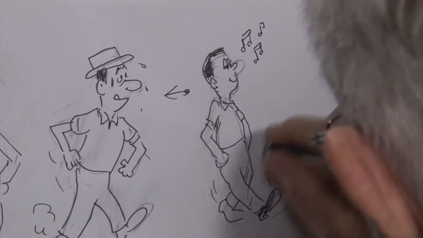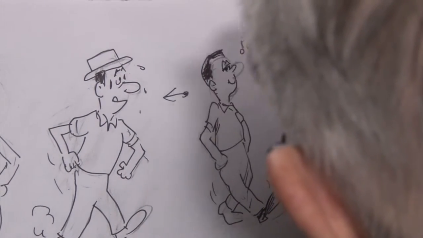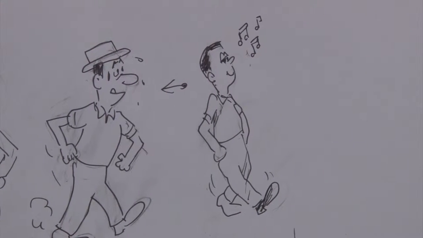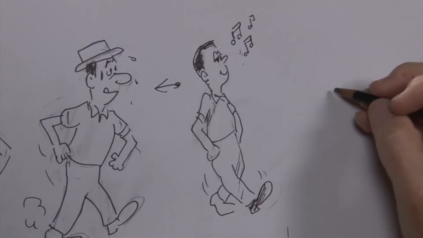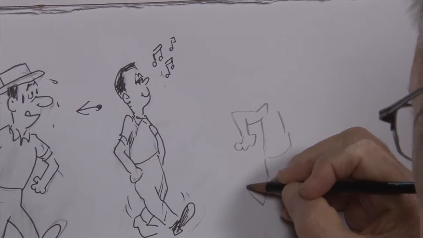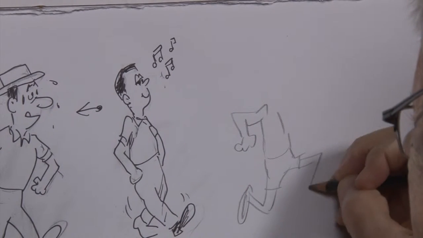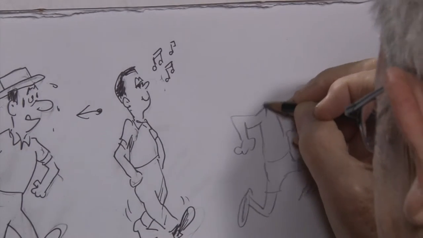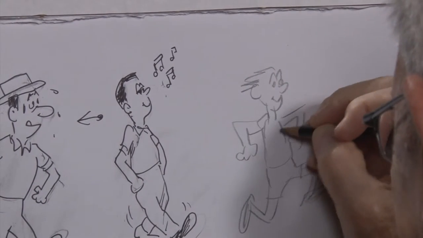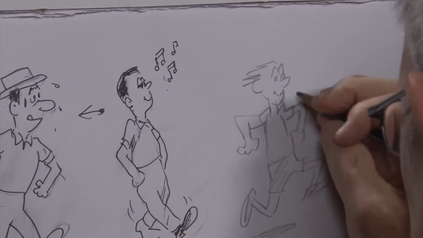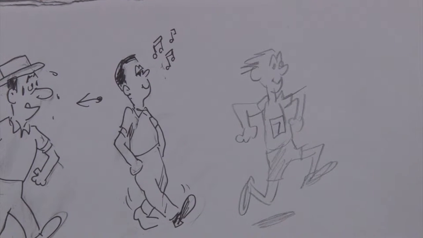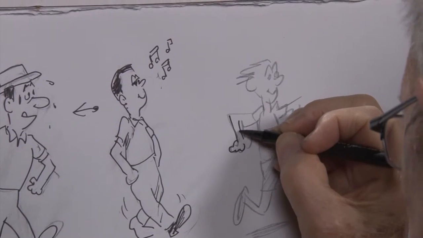Now, on the next character, we're going to speed things up a little bit. We're going to have somebody running. And this first somebody is running in a race, in a track meet or something. Or maybe it's in one of those races to raise money for a worthy cause and give him a number on there. I'll ink him in and then proceed to draw another kind of runner.